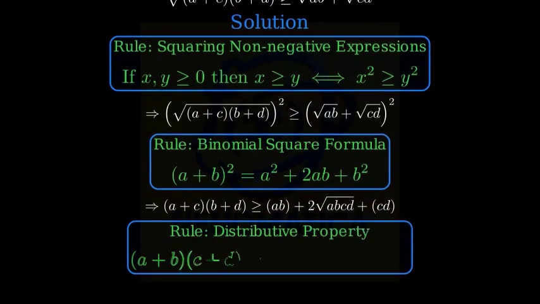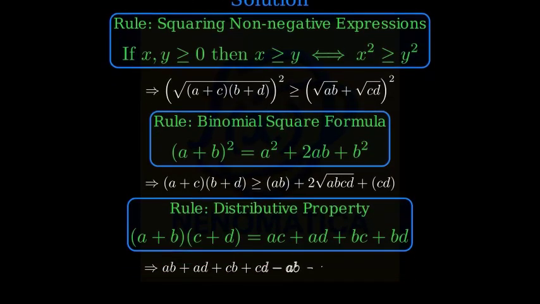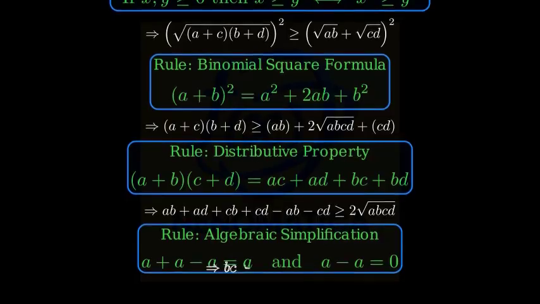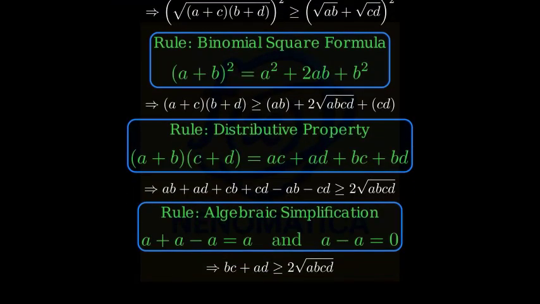For our third step, we'll expand the left side using the distributive property. When we expand (a plus c) times (b plus d), we get ab plus ad plus cb plus cd. Now, notice that ab and cd appear on both sides of the inequality, so we can subtract them from both sides. For our fourth step, we'll simplify by canceling out common terms. After canceling ab and cd from both sides, we're left with ad plus cb is greater than or equal to 2 times the square root of abcd.